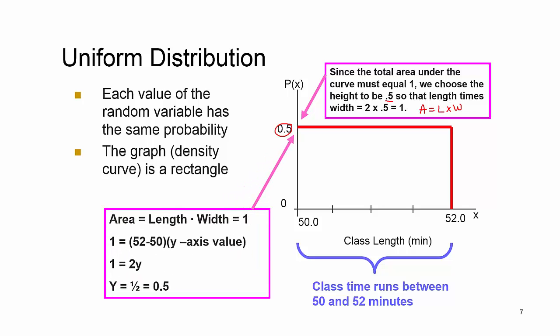You can also work it out using the formula to backtrack. Area is equal to length times width, and we know the area under the curve must be 1. So we set 1 equal to the length times the unknown width. The length is 2. The width is y. If we solve for y, we're going to divide by 2. So the y height must be 1/2 or 0.5.